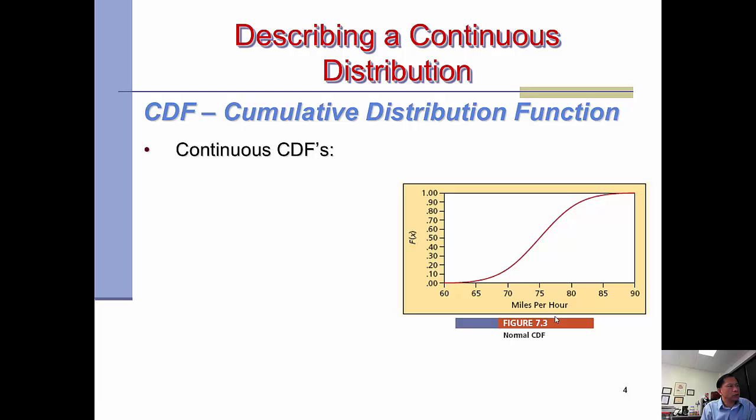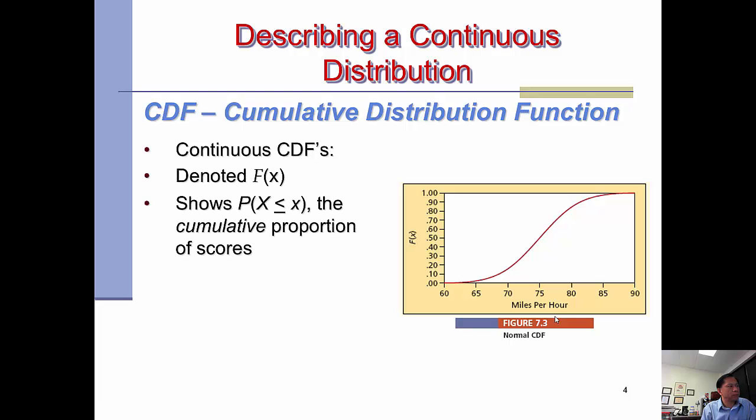For the cumulative distribution function, or CDF, we use F(x) to denote it. This shows the probability of x less than or equal to any value. Here it is from 60 to 90 miles per hour. This is a cumulative distribution function. You can see the added probabilities increasing, approaching 1.